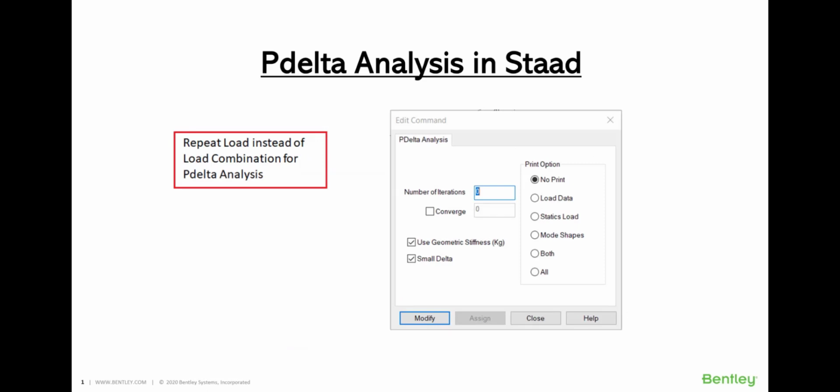Just a few points to note from the STAAD P-delta analysis perspective. First, if you are doing the P-delta analysis, you are supposed to use the repeat load option to combine the primary load cases like the gravity load case and the lateral load case. This is because P-delta being a nonlinear analysis, superposition or linear combination is not allowed here. So you can't directly use the load combination option here.